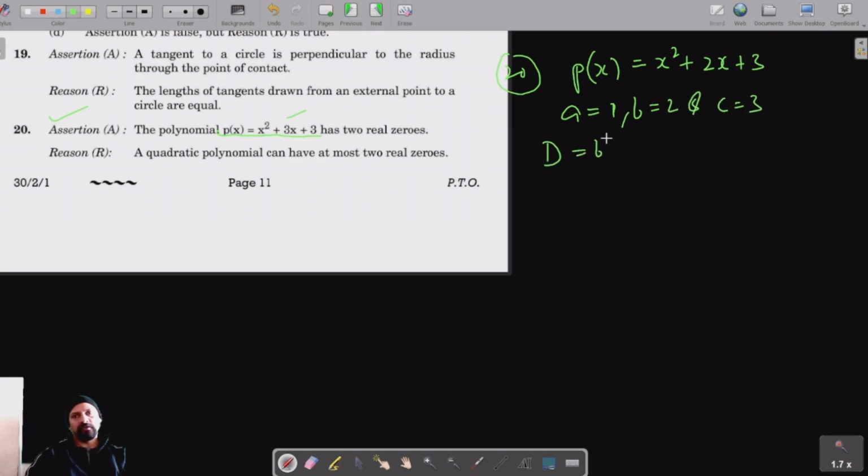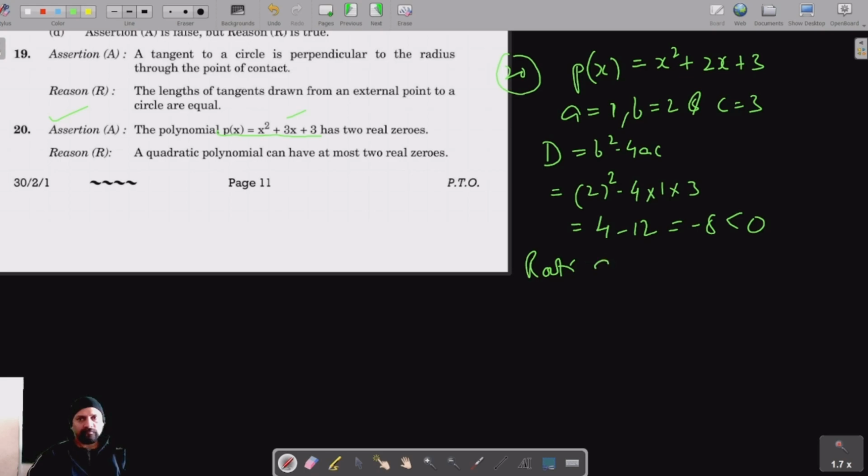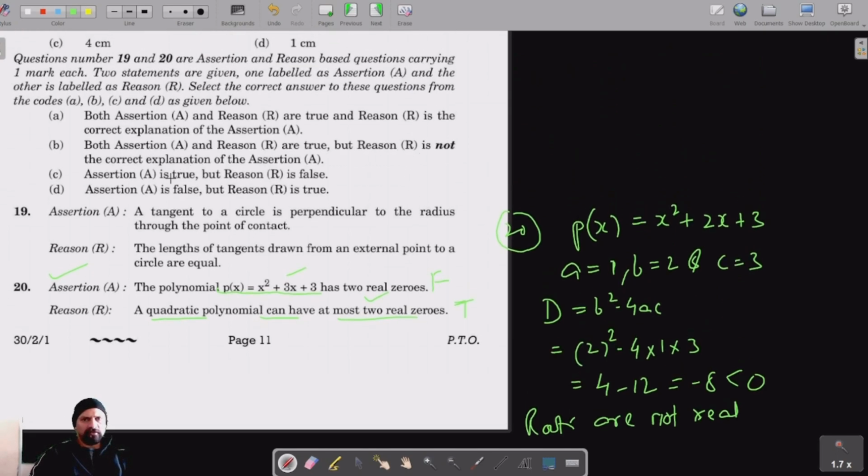Let's find out the discriminant, which is equal to b squared minus 4ac. So this is 2 squared minus 4 into 1 into 3, which is 4 minus 12, which is negative, which is less than 0. So roots are not real. That means the assertion is false. Now, a quadratic polynomial can have at most two real zeros, which is true. So in this case, assertion is false but reason R is true. So option C is the correct answer.